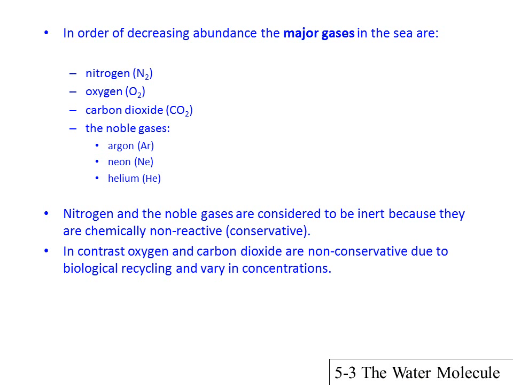Okay, so these are the major gases dissolved in the ocean. I'm sure you can read those in your own time. Some of them are useful, like oxygen, carbon dioxide. Some of them are less useful, like nitrogen. It's very inert.